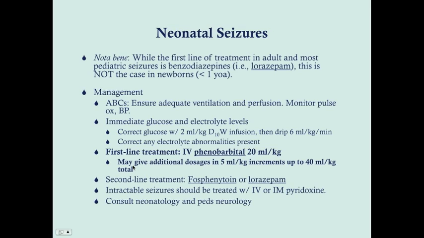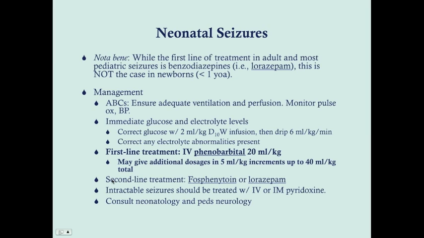If it's not effective, you can continue giving doses in 5 mL per kg increments. So if you've got a 1,500 gram baby, you'll give 7.5 mL per kg in increments, and we're hoping that the seizure resolves. If it's a 1 kilogram baby, you'll give 5 mL per kg, and you can do this up to 40 mL per kg total. So you can give 4 additional dosages of 5 mL per kilogram increments.